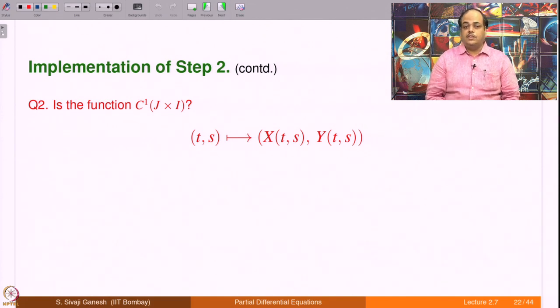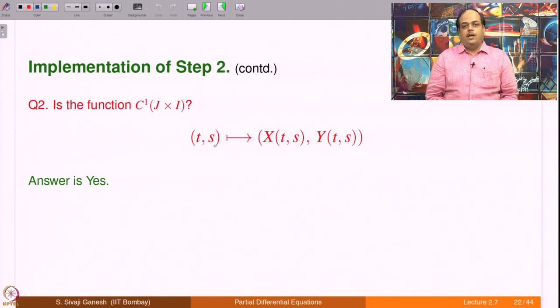Now, the next question: is it a C1 function? If you look at this, x and y are solutions of a certain ODE, therefore with respect to t they will be C1. What about with respect to s? What about together? The answer is yes, it is a C1 function. If the partial derivatives with respect to t and with respect to s are both continuous functions, then it turns out that it is differentiable with respect to the two variables together.